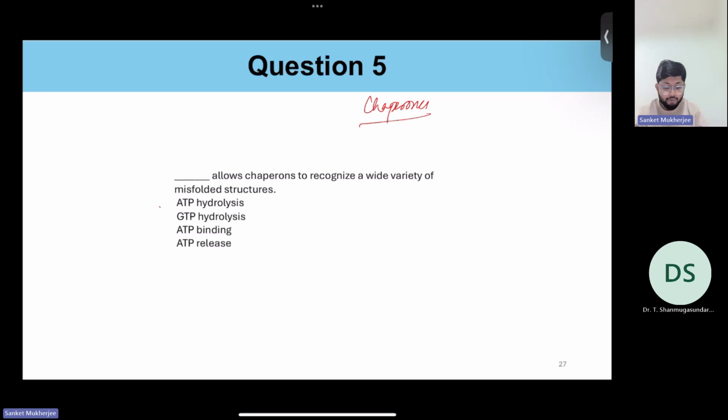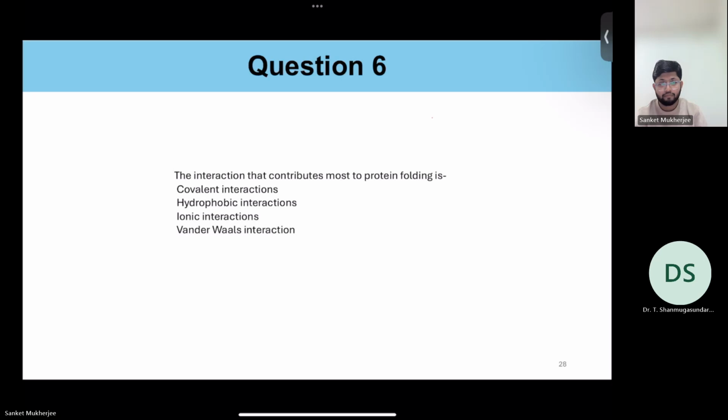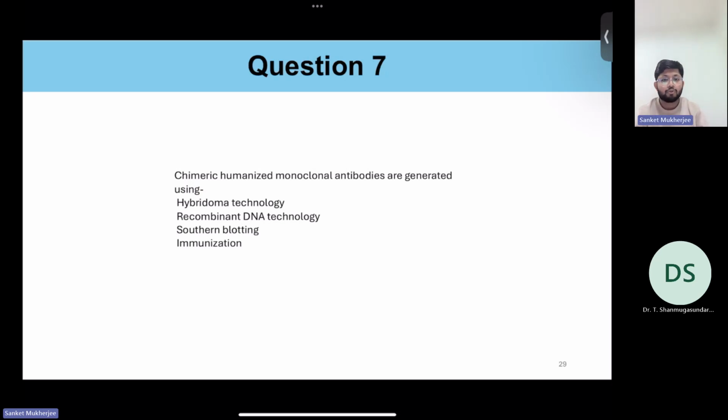The interaction that contributes most to protein folding is covalent interaction, hydrophobic interaction, ionic interaction, or van der Waals interaction. Any answers? Hydrophobic interaction. You're absolutely right. Chimerized humanized monoclonal antibodies are generated using hybridoma technology, recombinant DNA technology, Southern blotting, or immunization. Hybridoma technology, maybe. You're absolutely right.